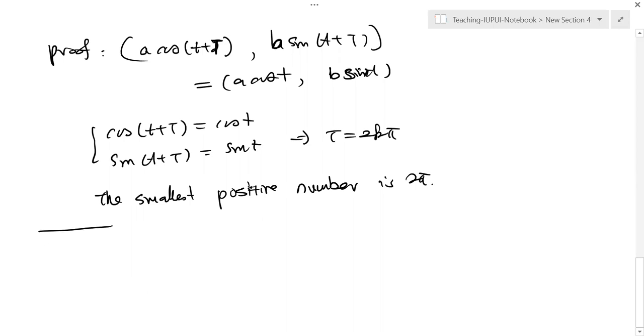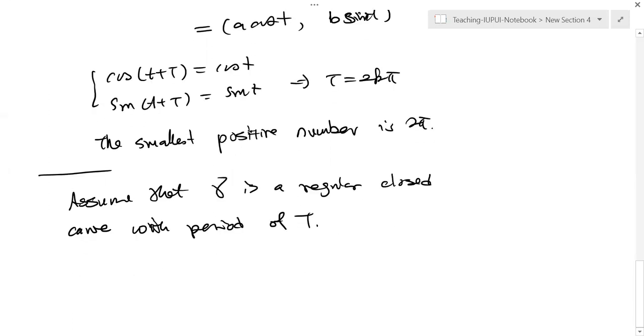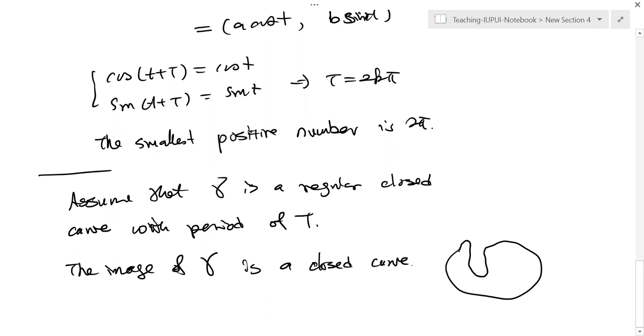Now let's consider, we assume that gamma is a smooth, regular, closed curve with period T. So it's closed, so the image of gamma looks like a closed curve. The image is indeed, in the usual sense, a closed curve, maybe like that, okay?